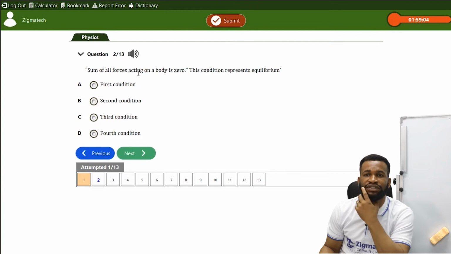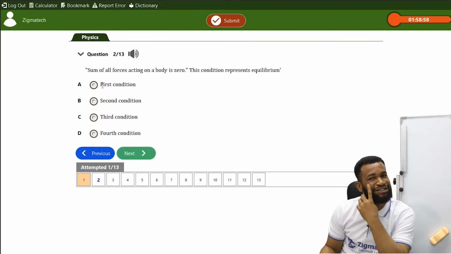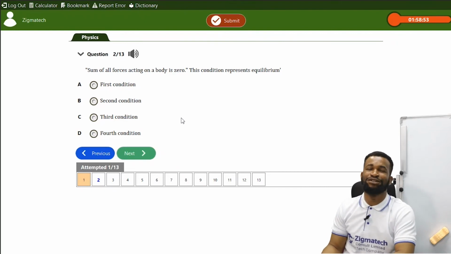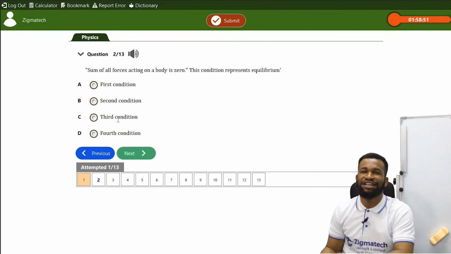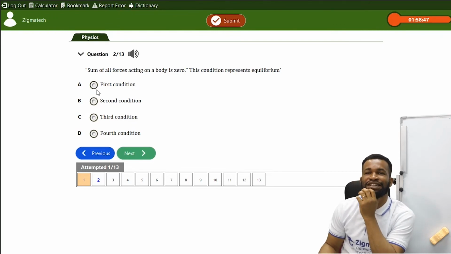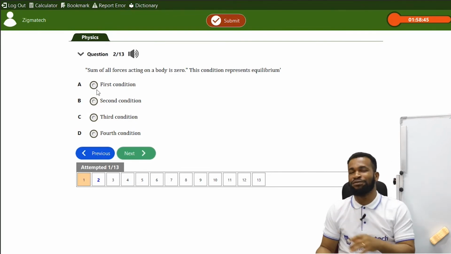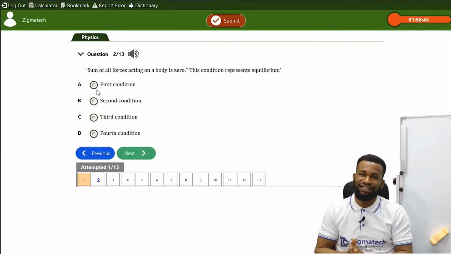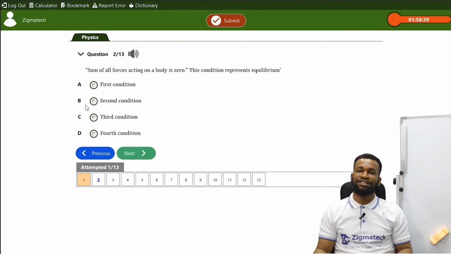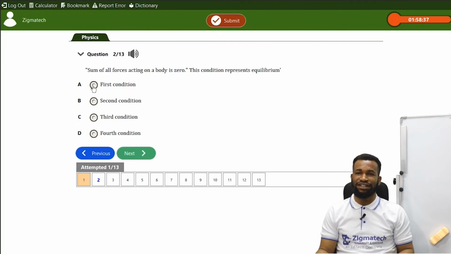Sum of all forces acting on a body is 0. This condition represents equilibrium. First condition. Who cares about whether it's first condition or second condition? The law is the law. Okay, let's say it's first condition. Sum of all the forces acting on the body, this represents the first condition. Okay.